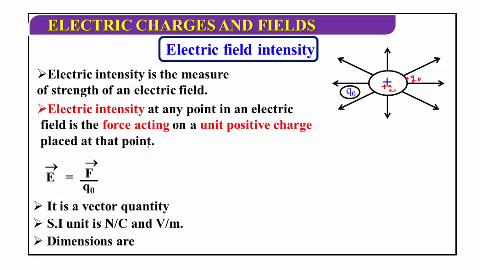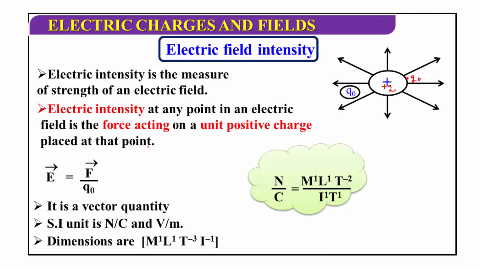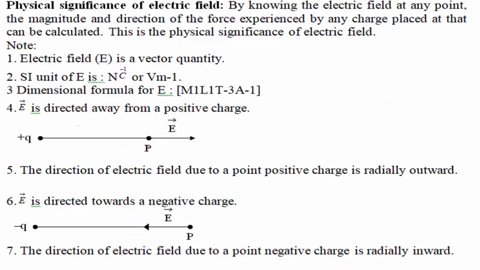The dimensions, you already know the formula for how to find the dimension. Newton per Coulomb: for Newton it is M1 L1 T to the power of minus 2, and for Coulomb it is I1 T1. Therefore we get M1 L1 T to the power of minus 3 and I to the power of minus 1. Now you get this dimension formula. All the dimension formulas, all of you have already studied in your first PUC topic, units and measurements. Okay, and what is the physical significance of electric field?